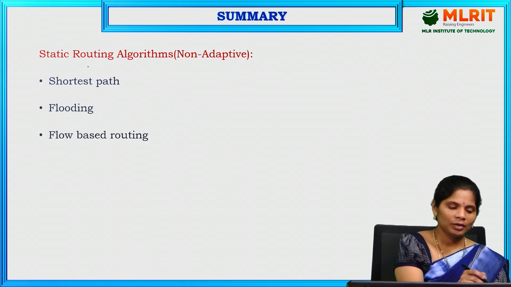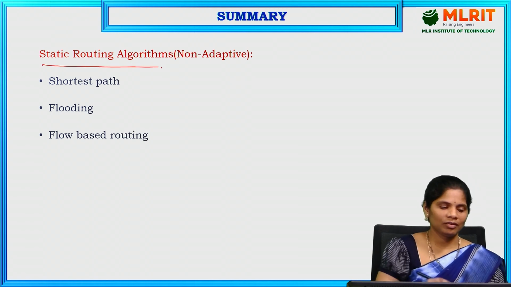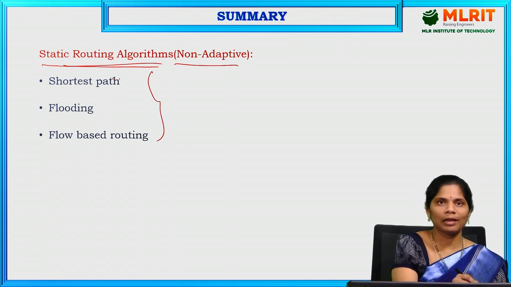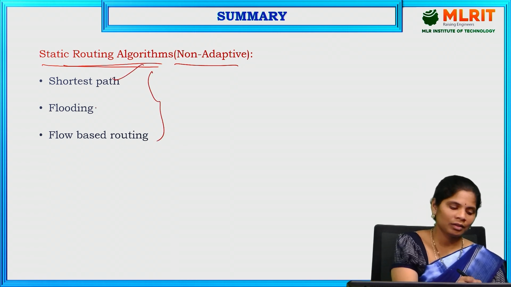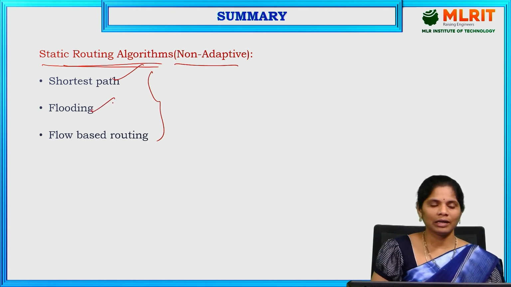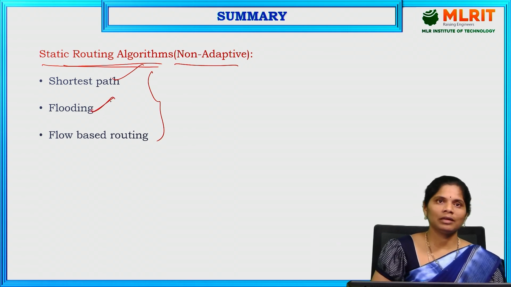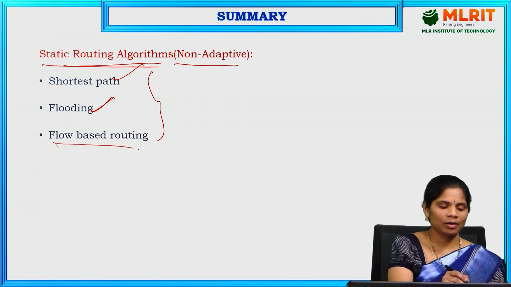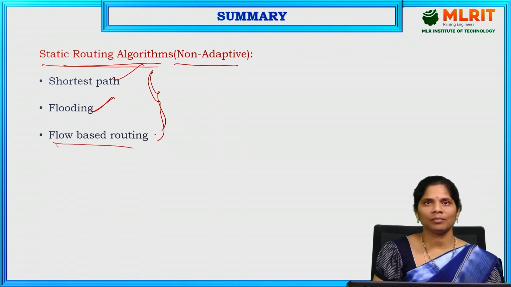So coming to the summary, in today's session we discussed static routing algorithms. Those are the non-adaptive routing algorithms. In that we discussed the shortest path algorithm, Dijkstra's shortest path algorithm. Next we discussed what flooding is, and next how to overcome the flooding. Next we discussed the flow based routing algorithm. These all come under the static routing algorithms.